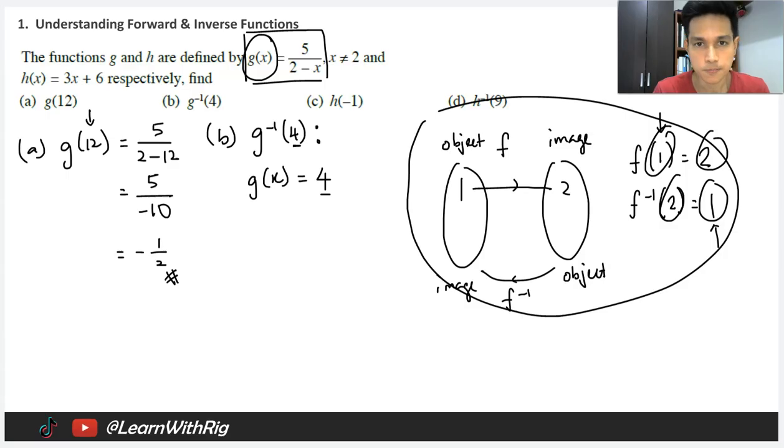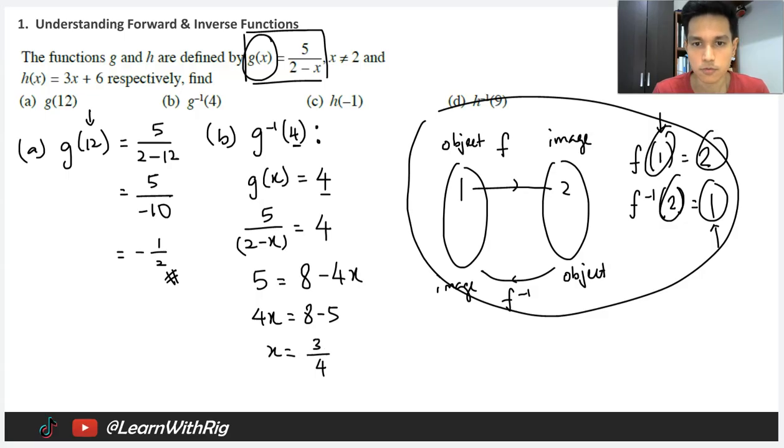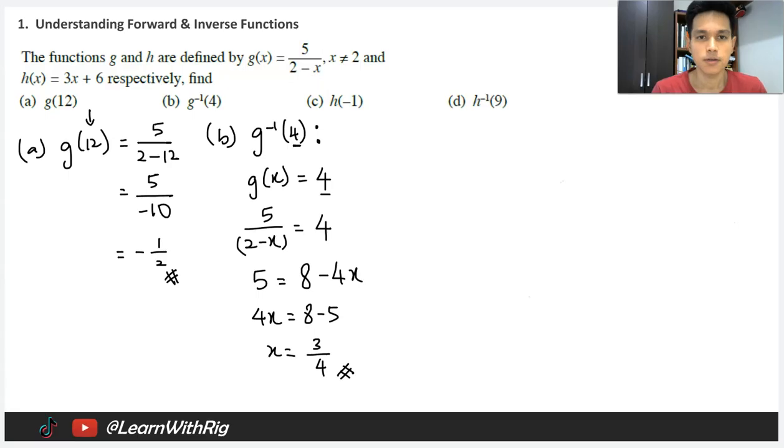Okay, so now we're just going to substitute the equation. So 5 over 2 minus x is equal to 4. So 5 is equal to, you bring this whole thing up there, it's going to be 4 times 2, 8 minus 4x. So 4x is equal to 8 minus 5, x is equal to 3 over 4. So this is your answer. Now if you don't understand what I'm saying, don't worry, okay? We have a lot more examples that we're going to go through. So let's be patient and go through the questions.